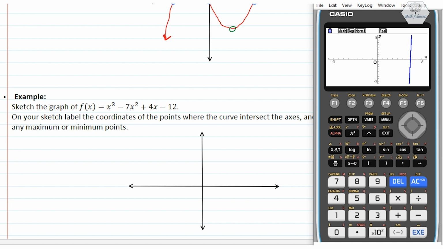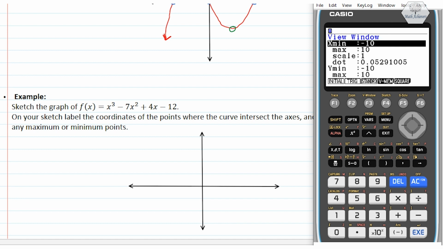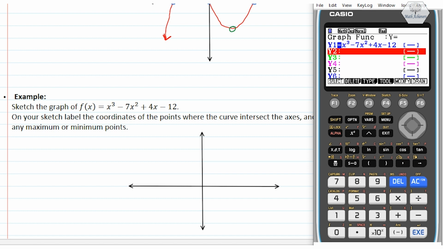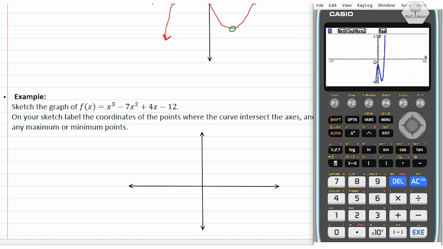We can't see the function well, so we have to fix the V window. Let's have the x values from minus 50 to 50, and the y from minus 50 also to 50. And exit, and we draw our function now. This function looks this way.